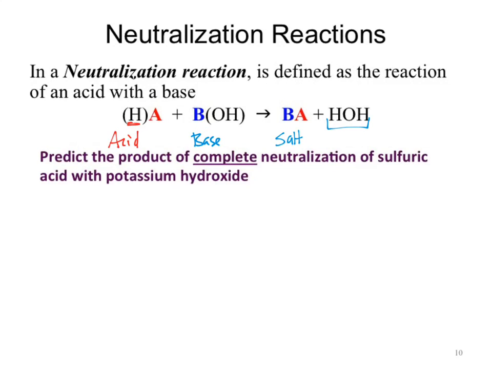Product of the complete neutralization of sulfuric acid with potassium hydroxide. And I'll be nice and add an extra little piece of information here that says aqueous potassium hydroxide. So to start off with, where do you want to start? Hydrogen's a good place to start. We're starting with an acid, so we're looking at our sulfuric acid. Notice this is a pretty weak spot with a lot of the quizzes. How do we convert that into a name or a formula, sorry?